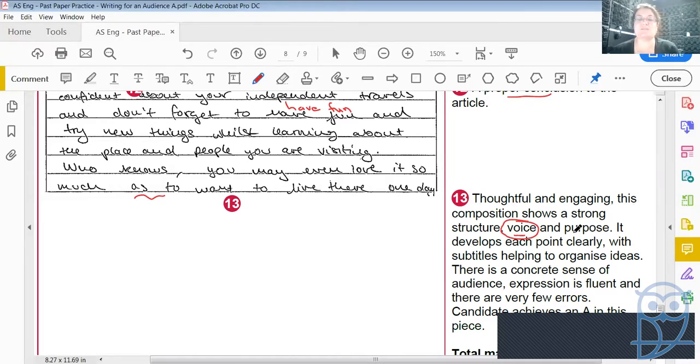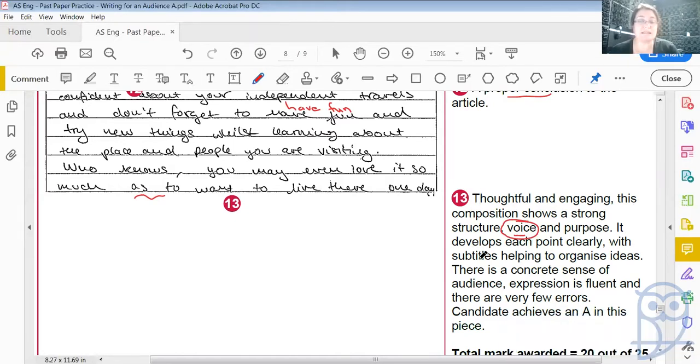It develops each point clearly with subtitles helping to organize ideas. And this person obviously knows to do this because they've read lots of magazine articles. There is a concrete sense of audience, that's for sure. They always address a teenage audience. Expression is fluent. Things flow on generally. There's a few funny things here and there, but otherwise it's fluent. And there are very few errors.